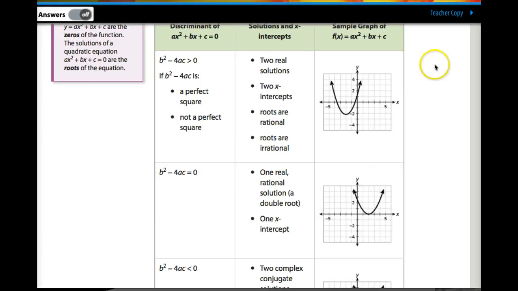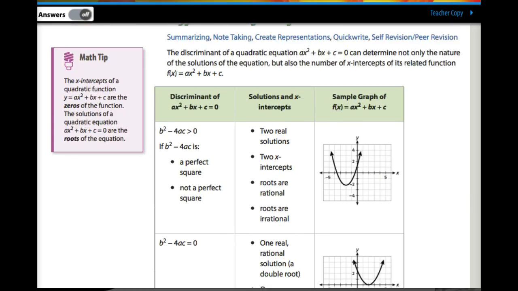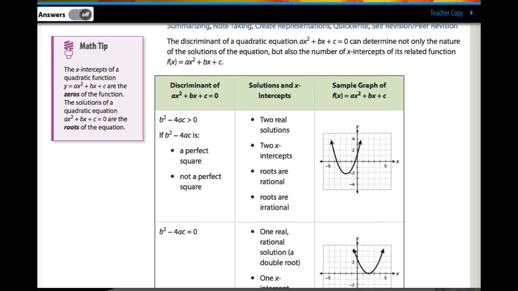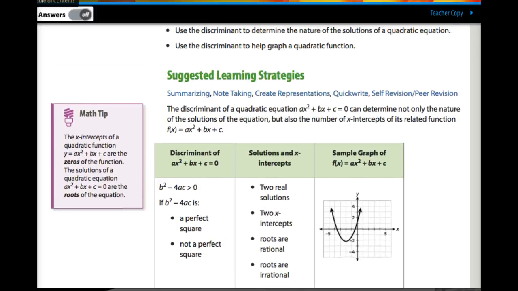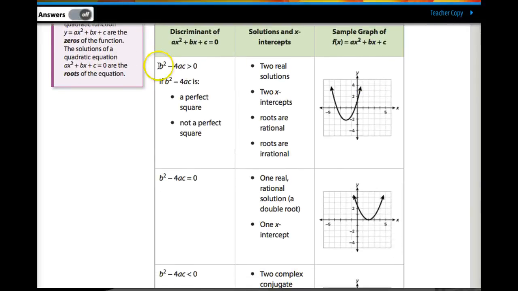So on page 204, you have a very lovely chart that looks like what you see here on the screen, and it talks about the discriminant, its value. It also talks about the solutions and the x-intercepts, and then it gives you a sample graph. So first of all, remember that the discriminant of the function is b squared minus 4ac. So you can see that right here. So when it says b squared minus 4ac greater than 0, you can even just write above that positive, because that's what greater than 0 means.